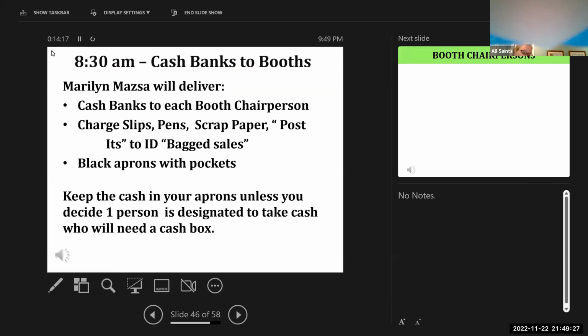We have black aprons with pockets, but some of the booths like food, the bake sale, and I think jewelry, I think one person manages the cash. Otherwise, everybody else would give you an apron, and you put the money in your apron, and you make change from that and let them go on their merry way and spend some more money.